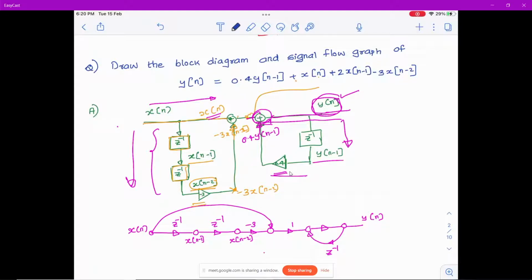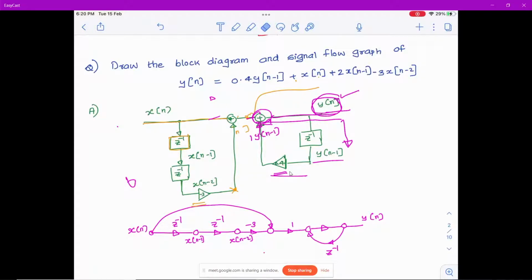Okay, so in that case, you see that after x of n minus 1, you have a multiplier with x of n minus 2.